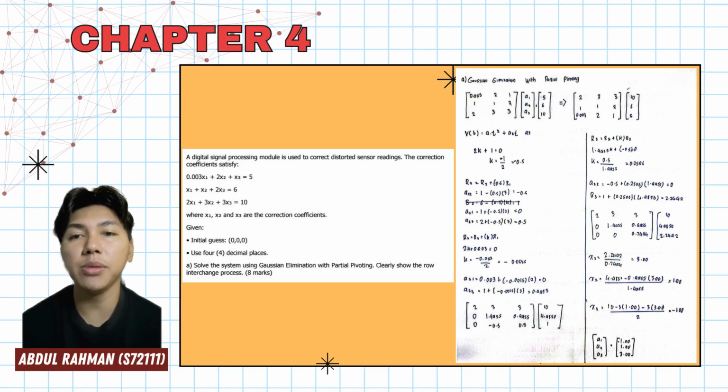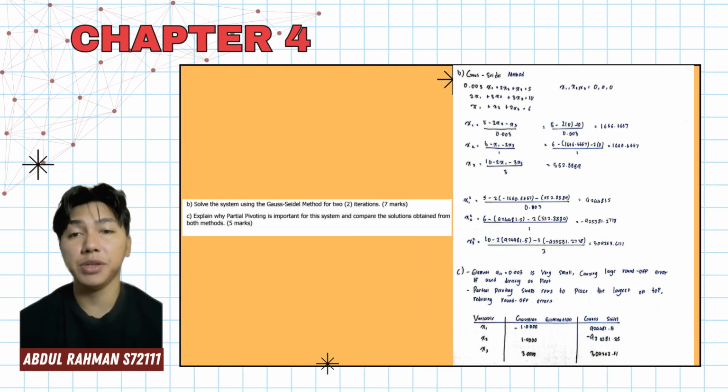Question A, Gaussian elimination with partial pivoting. First, we are given the system of equations you can see in the slide. Using Gaussian elimination with partial pivoting, we first rearrange the rows to place the larger pivot element at the top to improve numerical stability. After performing row operations and forward elimination, the system is converted into an upper triangular matrix. Then, using back substitution, we obtain the final solution x1 equal to minus 1, x2 is 1, and x3 is 3. This shows a stable and consistent solution.